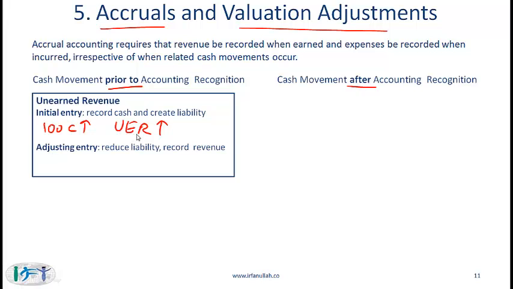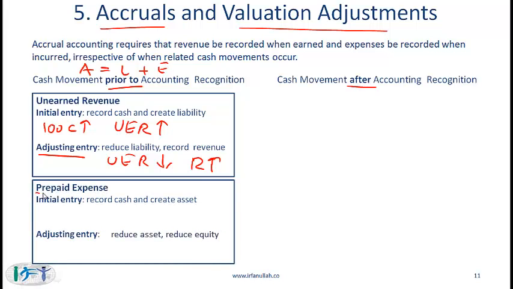Next month, when the order is fulfilled, then an adjusting entry will be made where the unearned revenue is reduced and revenue, which essentially impacts equity, is increased. Notice that our accounting equation balances because we have assets equals liabilities plus equity. With our initial entry, the assets go up and unearned revenue, which is a liability, goes up. The adjusting entry involves reducing the liability and increasing equity.